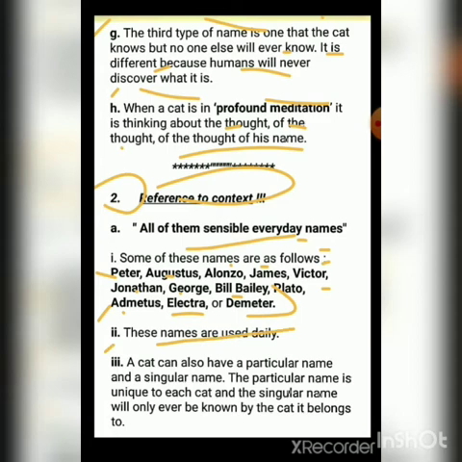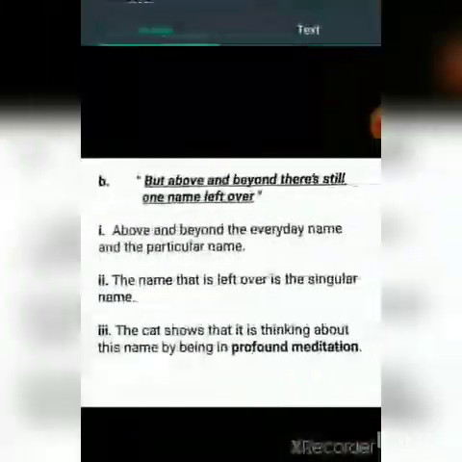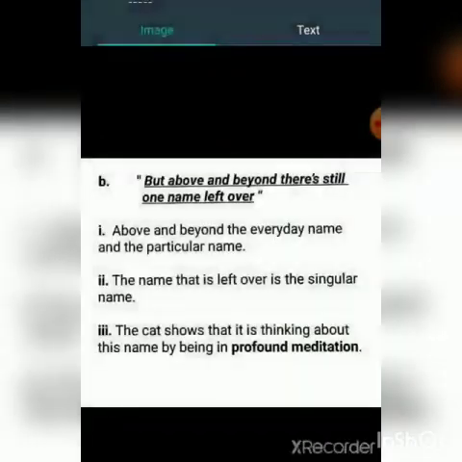How are they different from these names? A cat can also have a particular name and a singular name. The particular name is unique to each cat, and the singular name will only ever be known by the cat it belongs to. Now let's move on to the next context, that is the last context, B context.